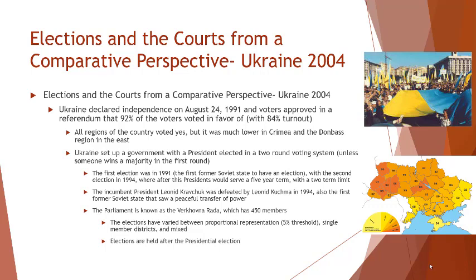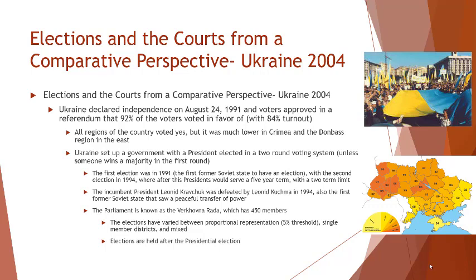So the first election was in 1991. It was the first former Soviet state to have an election. Now, the president was going to serve 5-year terms, but one of the agreements was initially that there would be the second elections in Ukraine in 1994. So one of the things that you're going to find in some of these elections, you had people of the same name running against each other. So the incumbent president who had won in 1991 was Leonid Kravchuk. He was defeated by Leonid Kuchma in 1994.